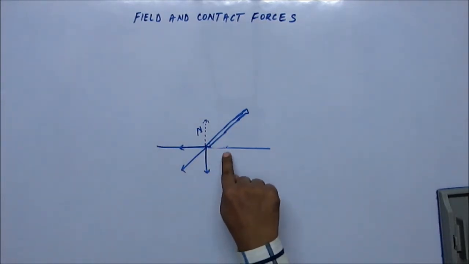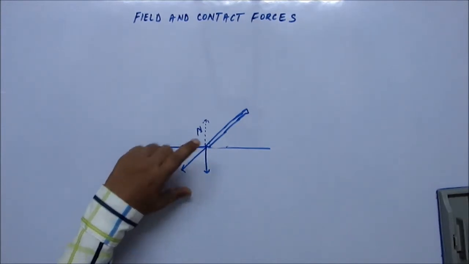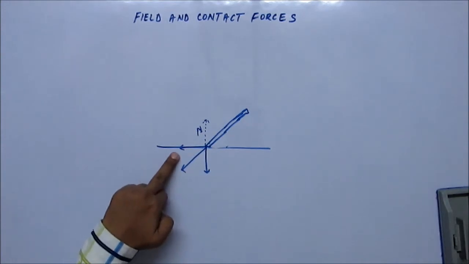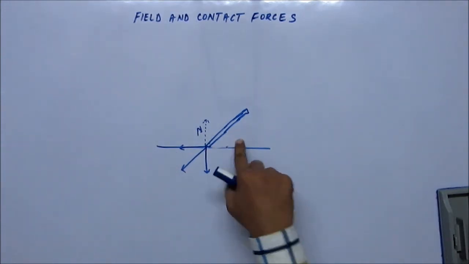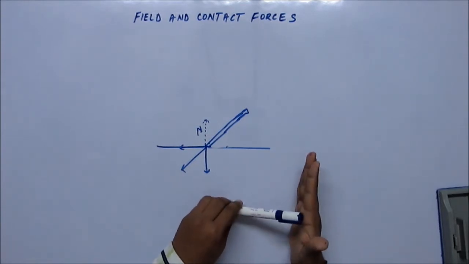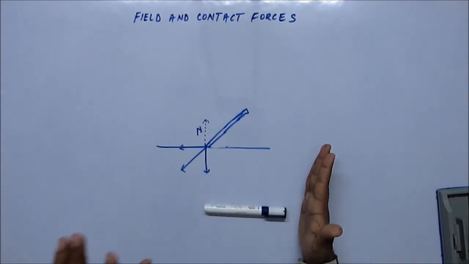Now if there is no friction, then this force goes unbalanced. There's a balance in the vertical direction due to normal reaction, but this force goes unbalanced, so this will not stop. This will move. As you can see, if you try to keep the marker in this position, it won't stop. It would move. See, it is moving.